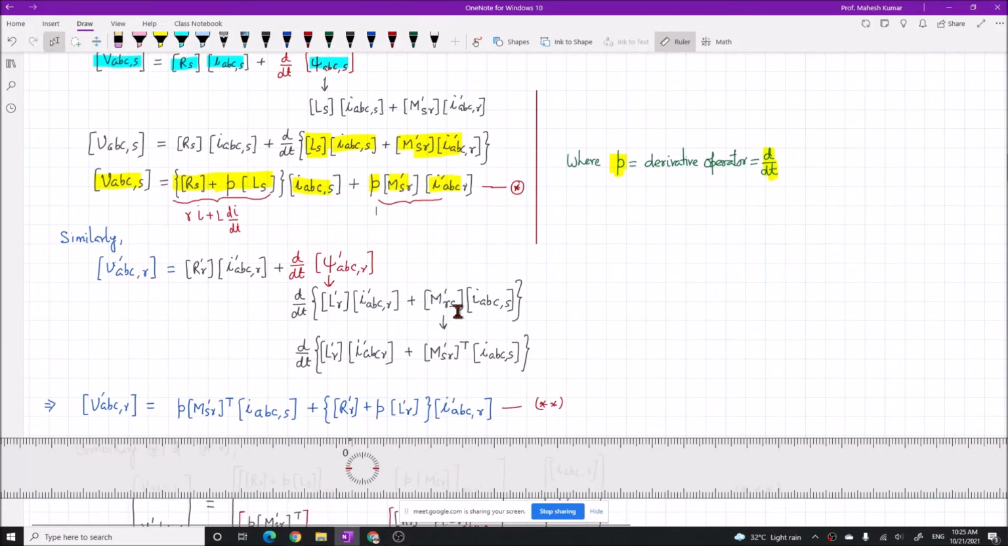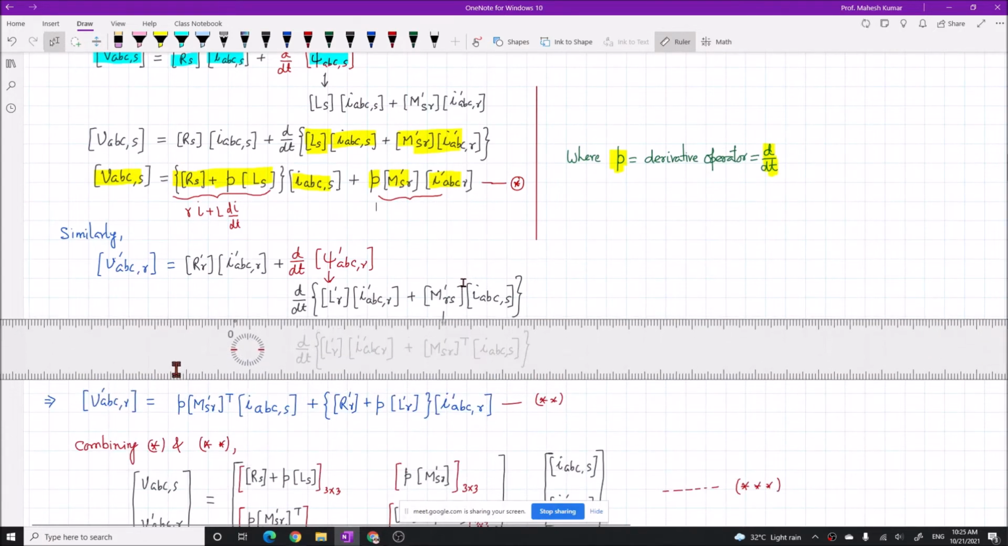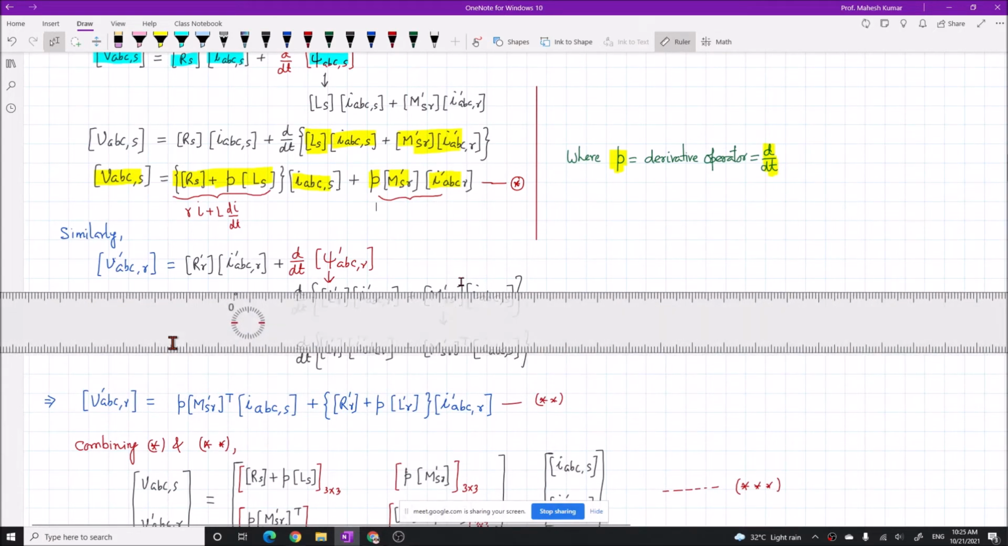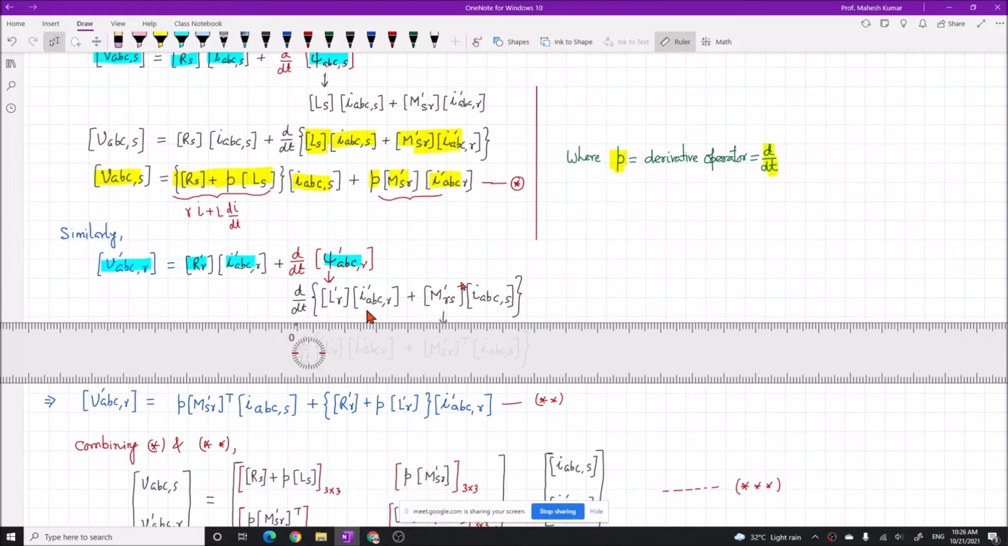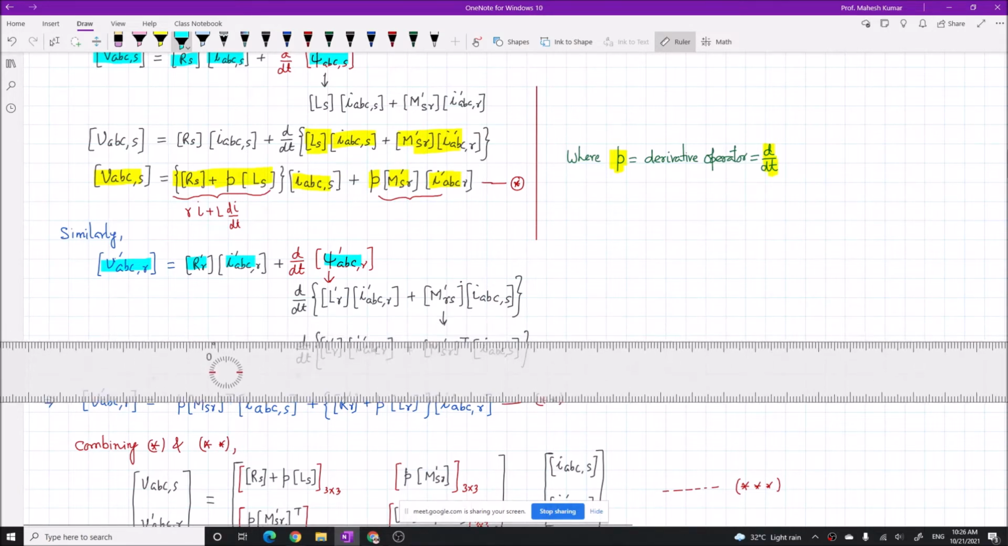Similarly, we can write for the rotor without much difficulty. For the rotor, it is V_ABCR'. So this is V_ABCR' equals R_R' into I_ABCR' plus d/dt of psi_ABCR'. Now psi_ABCR' is nothing but the whole expression. Denoting d/dt by a derivative operator P, the equation becomes of this form.